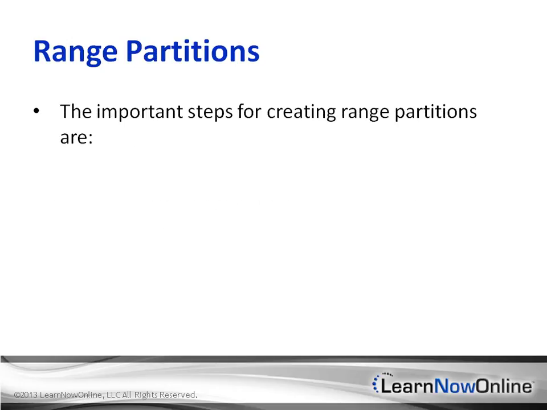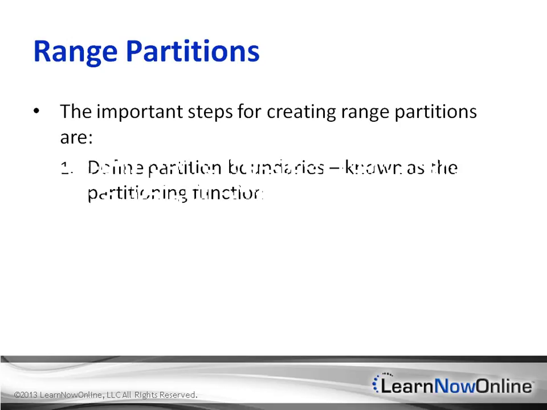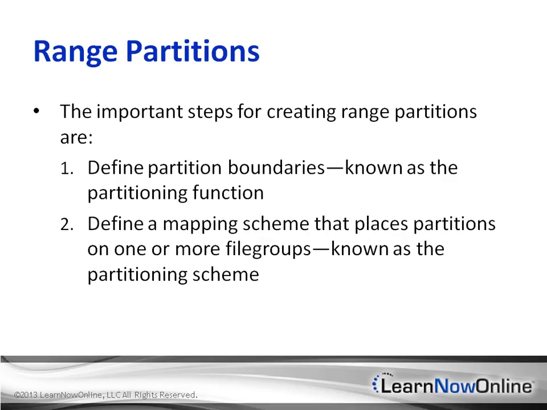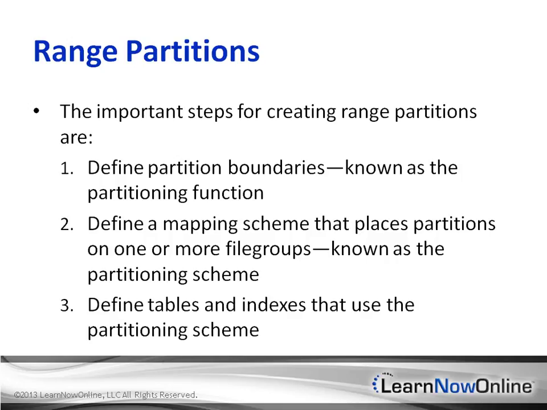Some of the important steps for creating range partitions are the following. First, we have to define those boundaries. This is known as the partitioning function. Then we have to map those partitions to one or more file groups, the physical layout of those partitions, and that's known as the partitioning scheme. Then we have to create tables and indexes that actually use that scheme.